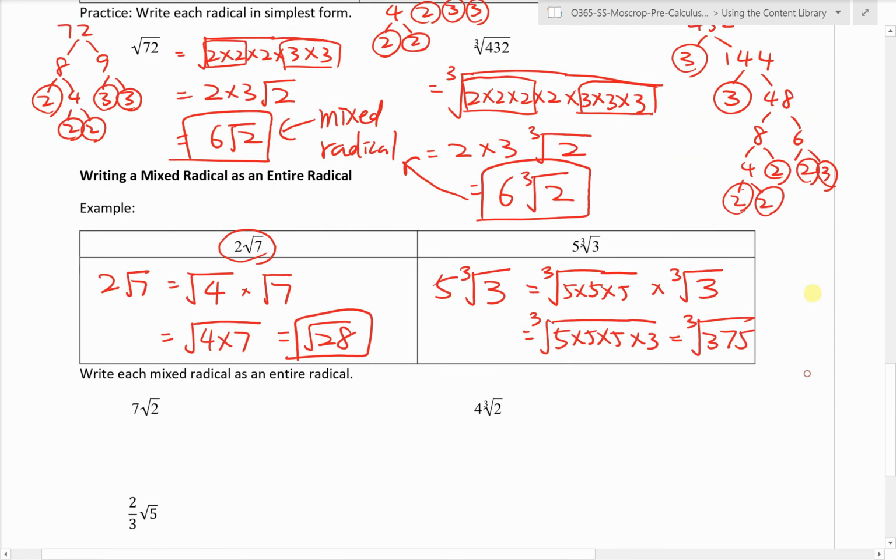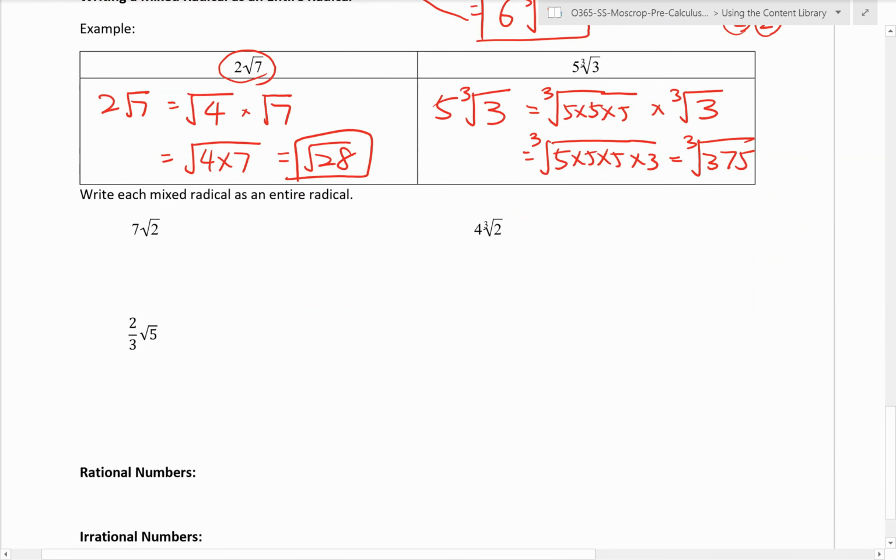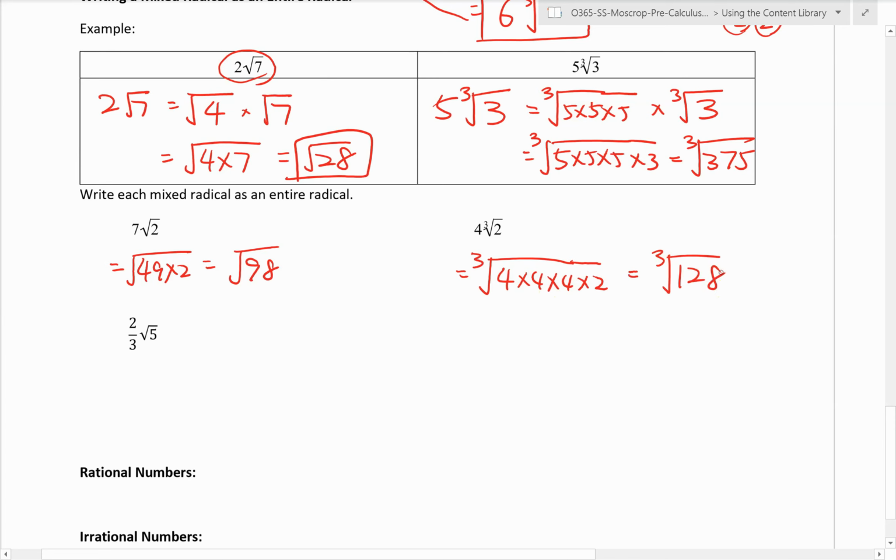All right, there are three numbers for you, so three practice questions, so give it a try. Okay, so this one is simply going to be the square root of 49 times 2, which is the square root of 98. The second one is going to be the cube root of 4 times 4 times 4 times 2, which is 128. So it's the cube root of 128.